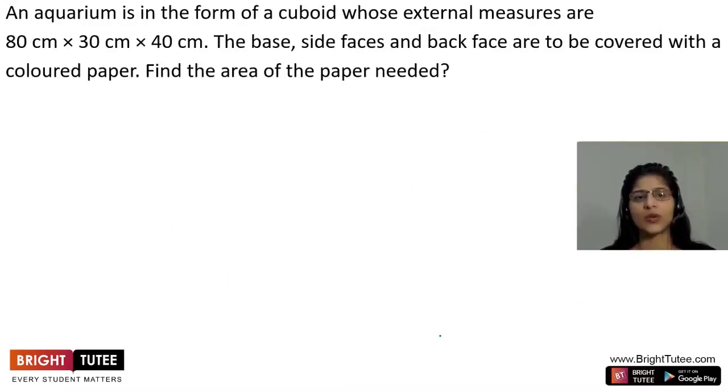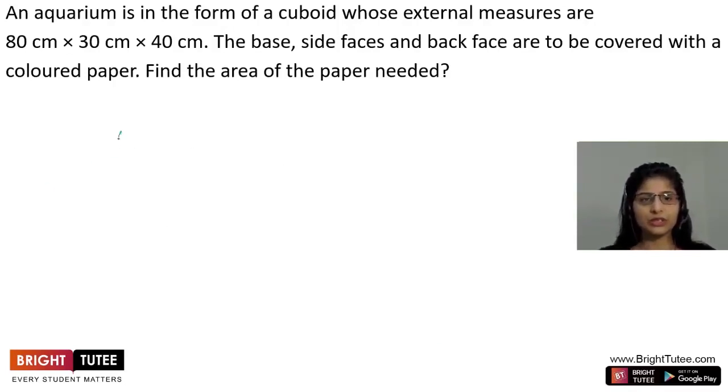They are asking, an aquarium is in the form of a cuboid whose external measures are 80 centimeter, 30 centimeter and 40 centimeter. That means we are given the length 80, the breadth as 30 and the height as 40 centimeter. The base, side faces and back face are to be covered with a colored paper. Right? So what does it mean? Which faces are to be covered?